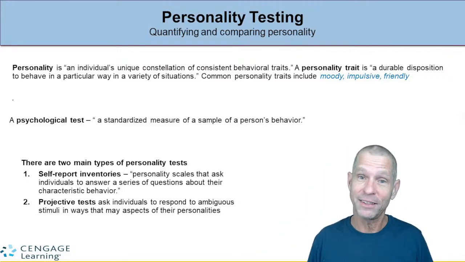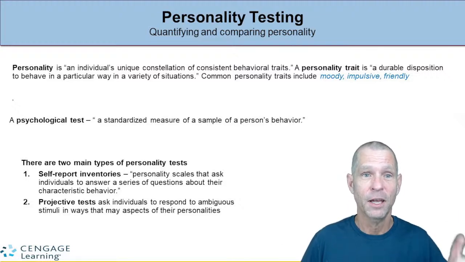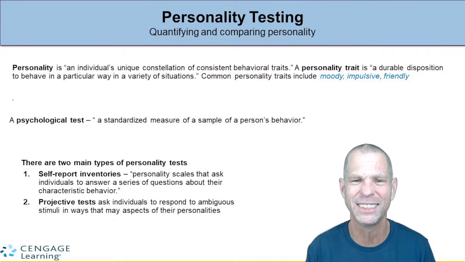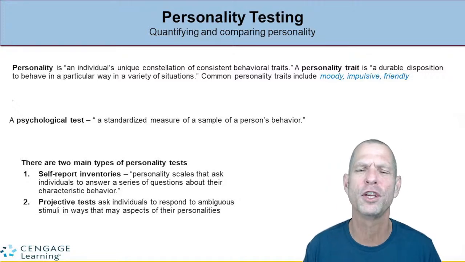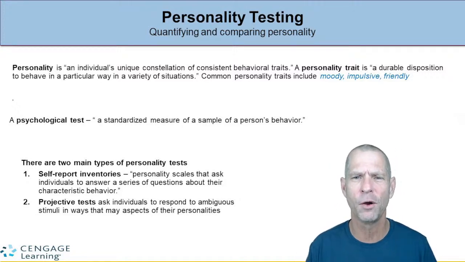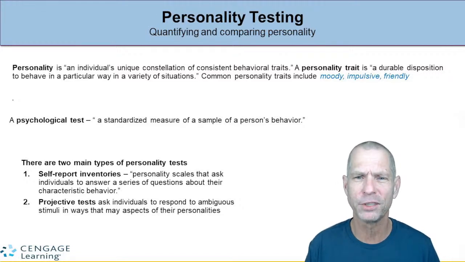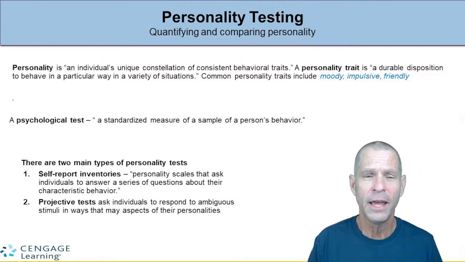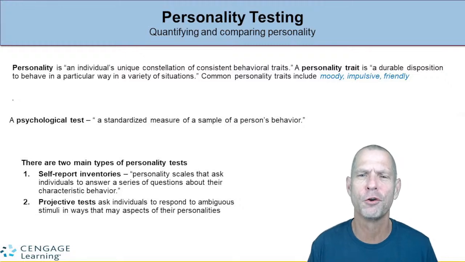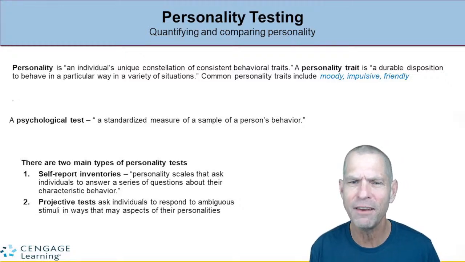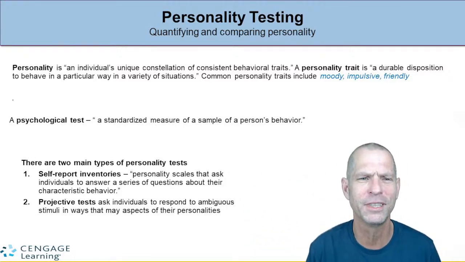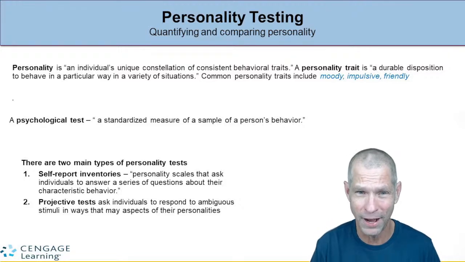So what we're going to do is take this test and learn about all the properties of tests. If you'll remember from the first part of this class, I suggested to you that personality is an individual's constellation of consistent behavioral traits. It's the way you think, the way you feel, and the way you behave. You can think of a personality trait as a durable disposition to behave, think, or feel a particular way in a variety of situations. And by behave, I mean behave, think about behaving, or feel about behaving.